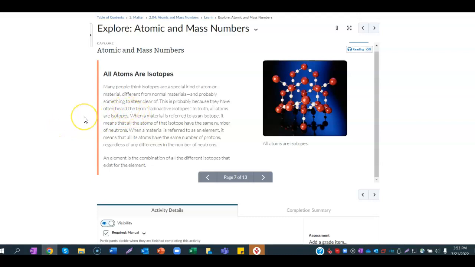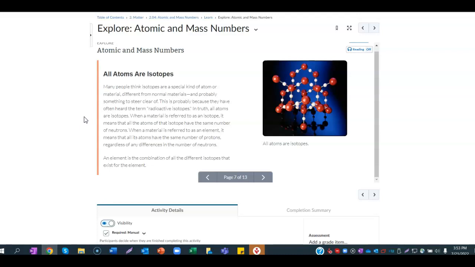So many people think isotopes are a special kind of atom or material different from normal materials and probably something to steer clear of. This is probably because they have often heard the term radioactive isotopes. In truth, all atoms are isotopes. When a material is referred to as an isotope, it means that all the atoms of that isotope have the same number of neutrons. When a material is referred to as an element, it means that all atoms have the same number of protons.